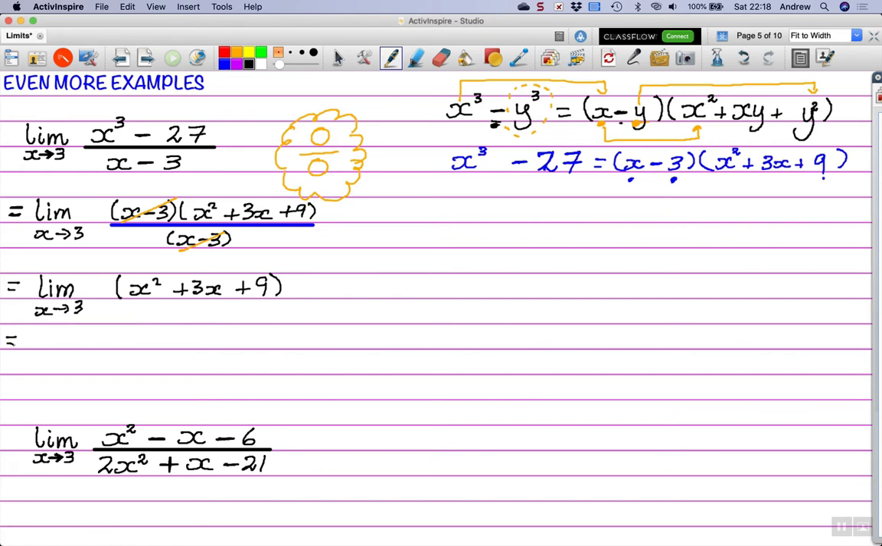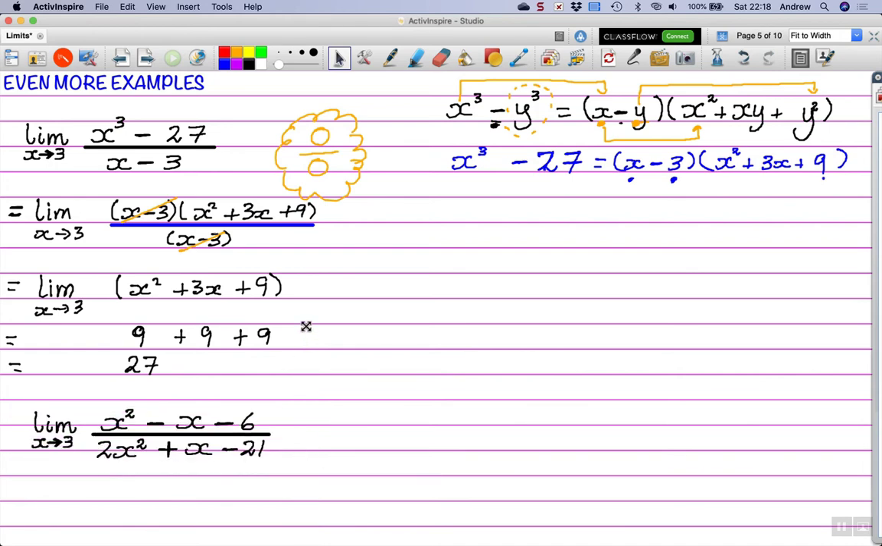And then what we do is we substitute in the value of x, and when we substitute the value of x in, we're going to get 3 squared. Well, 3 squared is going to be equal to 9, plus 3 threes, which is going to be equal to 9, plus 9. And since there is a definite value, which is 27, then that's the answer. The limit of the original expression is equal to 27. And that's the end of that particular problem.